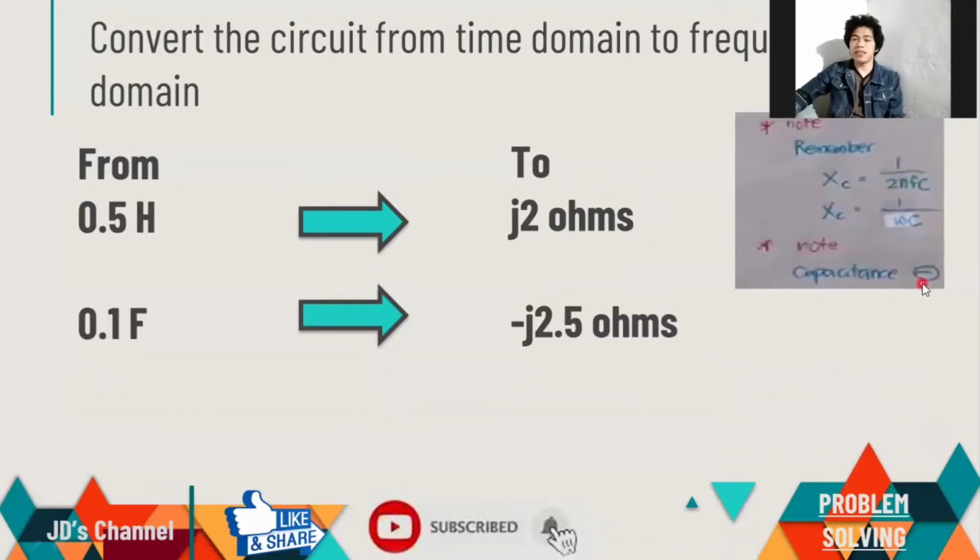So, convert the circuit from time domain to frequency domain. Our 0.5 Henry, we convert to ohms, which is j2 ohms, and our 0.1 farad, convert to ohms. Remember, X is equal to 1 over 2 pi F C, or also 1 over omega C. So it has the sign negative, which is why it became negative j2.5 ohms.